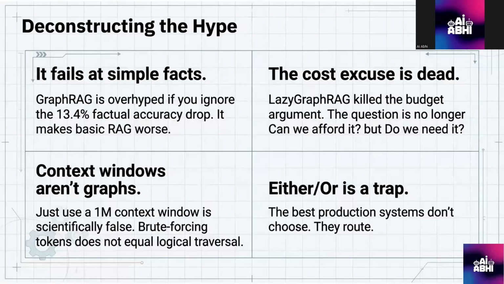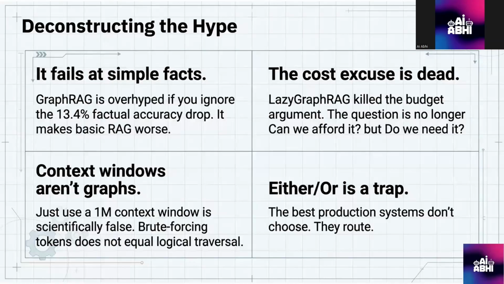Second hot take is LazyGraphRAG actually killed most of the arguments against GraphRAG. The standard objection was always too expensive to index. So LazyGraphRAG eliminates that. The new question isn't whether you can afford GraphRAG, it's whether your query profile actually needs it. So that's a much better problem to have.